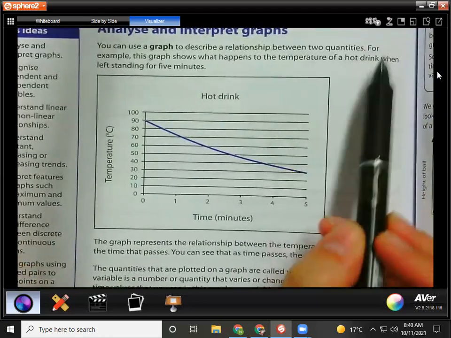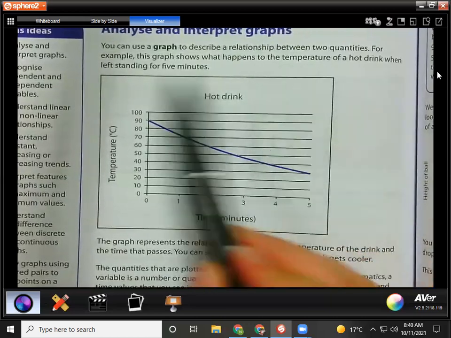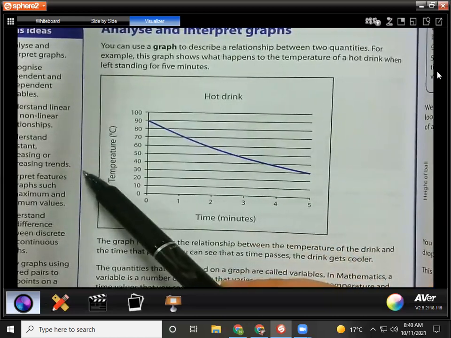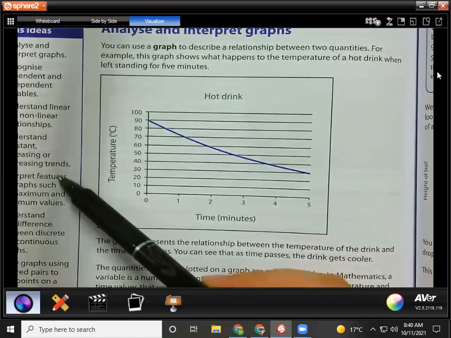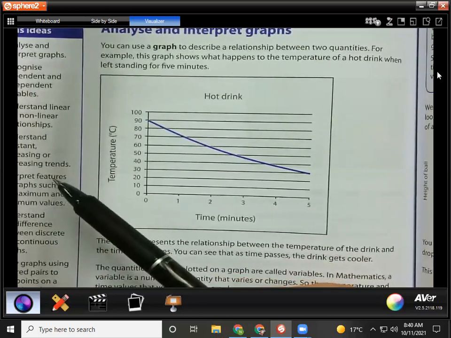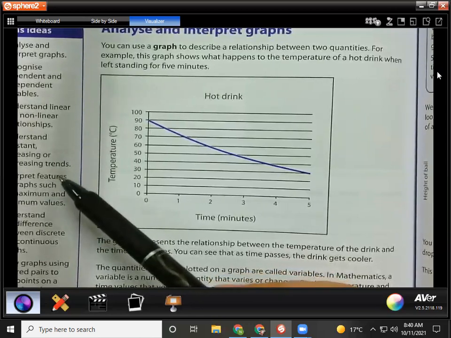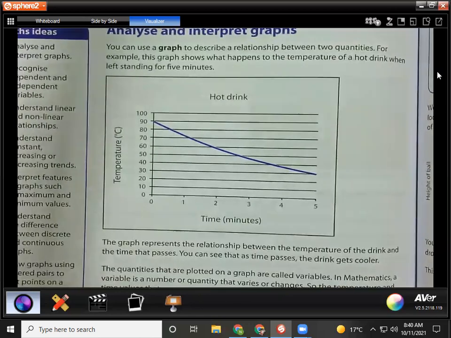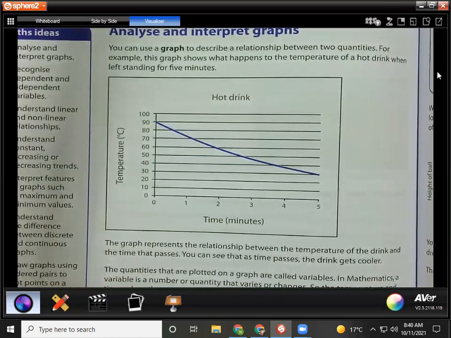They're saying, for example, this graph shows what happens to the temperature of a hot drink when left standing for 5 minutes. Now, guys, what do we know happens to a hot drink when you leave it standing for 5 minutes? It cools down, hey? So as time passes, what happens to the temperature? The temperature decreases. Are we understanding the relationship between two quantities, time and temperature in this case?